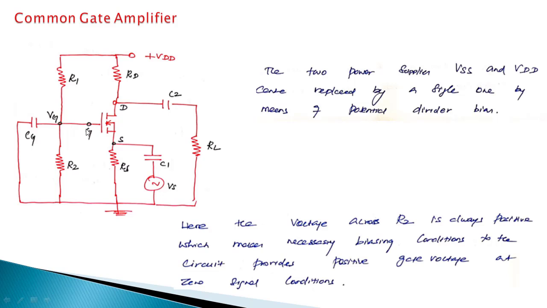R2 only is connected to the gate to source, which makes the gate voltage always positive. So what we have to do is, the signal is connected to the source, like the previous circuit. The signal is given to the source and the output is taken from the drain. That is the same. But the gate voltage will be positive even if the signal is 0. So it is by R1 and R2. The voltage across R2 makes the gate positive irrespective of the input signal.